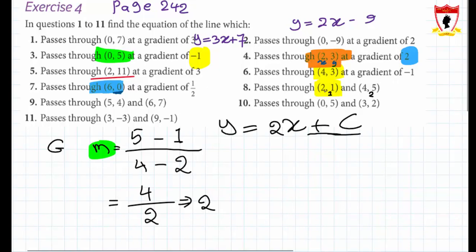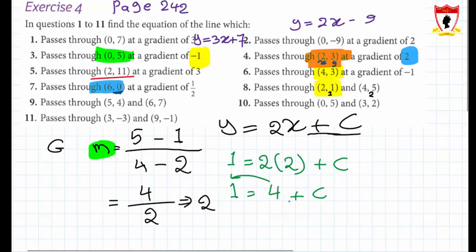Now, at this point, y is 1, x is 2. So let's put 1 in place of y and 2 in place of x to find the value of c. 1 equals 2 times 2 plus c. 1 equals 2 times 2, which is 4, plus c. Send this 4 to the other side to have c alone, or in other words, to make c the subject. Then we will have 1 minus 4 equals c. 1 minus 4 is equal to negative 3. So c is equal to negative 3. We got the value of c.